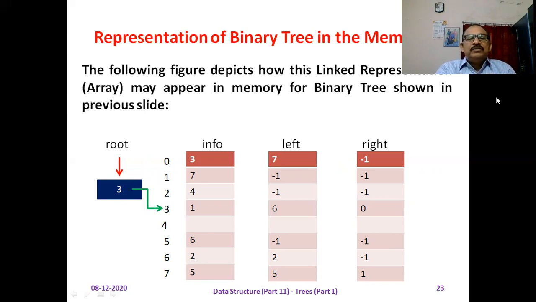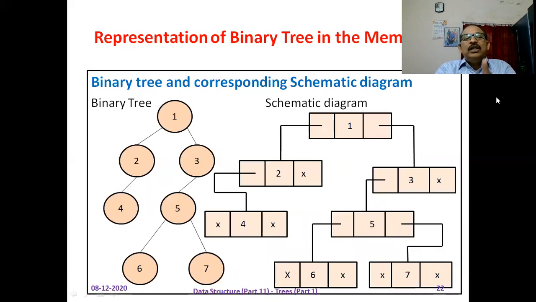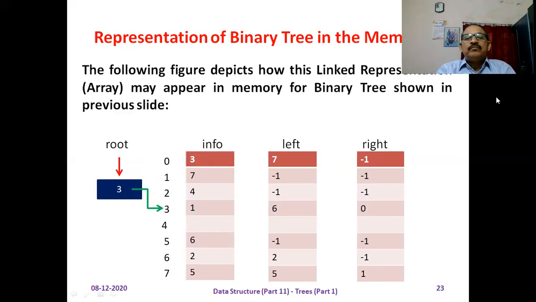You can see in the previous picture the left node of 1 is 2 and the right node is 3, and you can see the right node is at location 0. Right 3 is equal to 0, and info 0 is 3, which is at location 0 of the info array. Okay, so this way we can represent a binary tree with the help of an array.